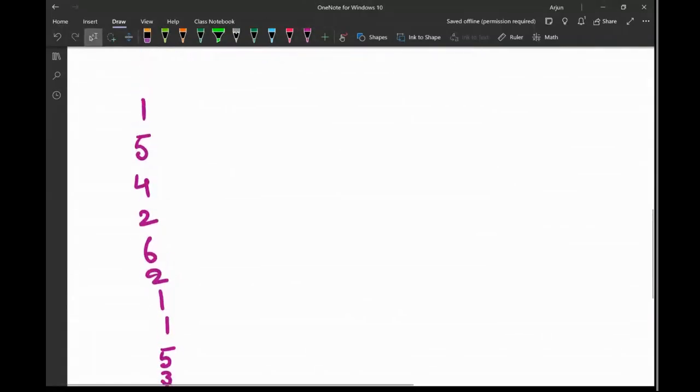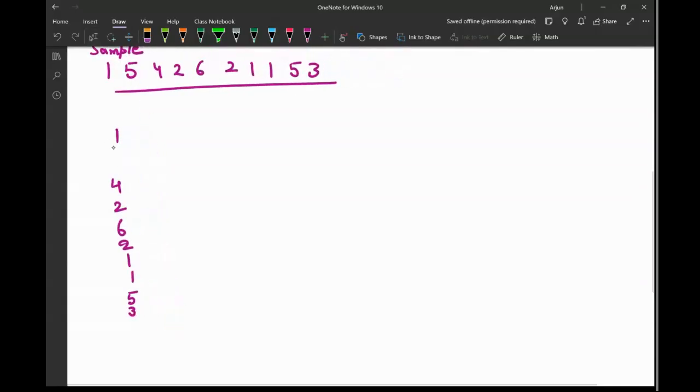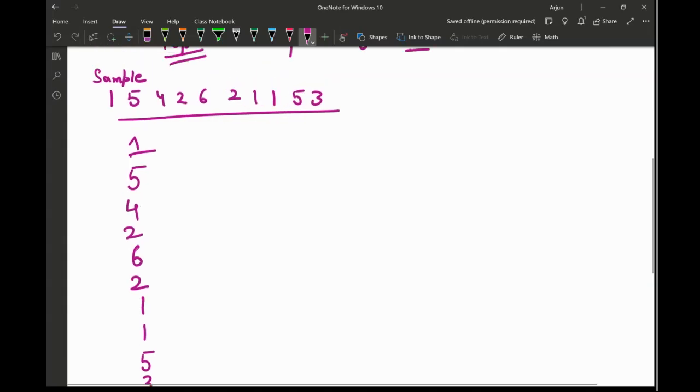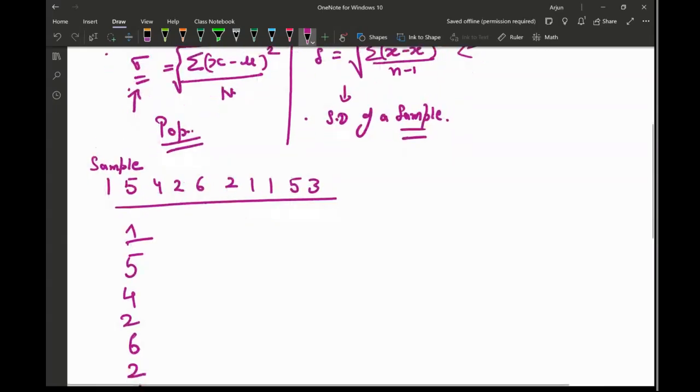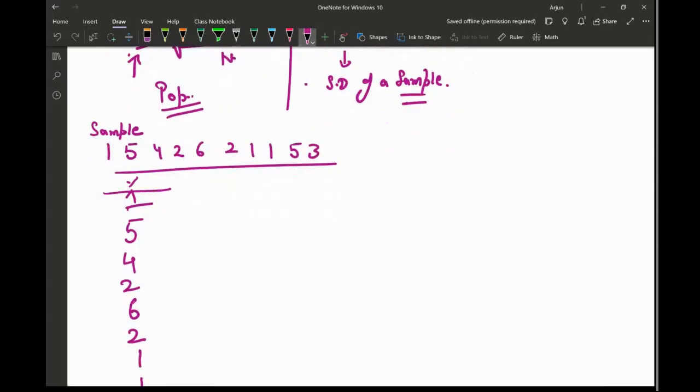All right. Okay, let me reduce the size so that I can actually see, and this is not right. So I'm going to put them properly in the vertical order: 5, 4, 2, 6, 2, 1, 1, 5, 3. Perfect. Now, in step 2, I want to calculate x minus x bar. So these are my data points, which are called x also.